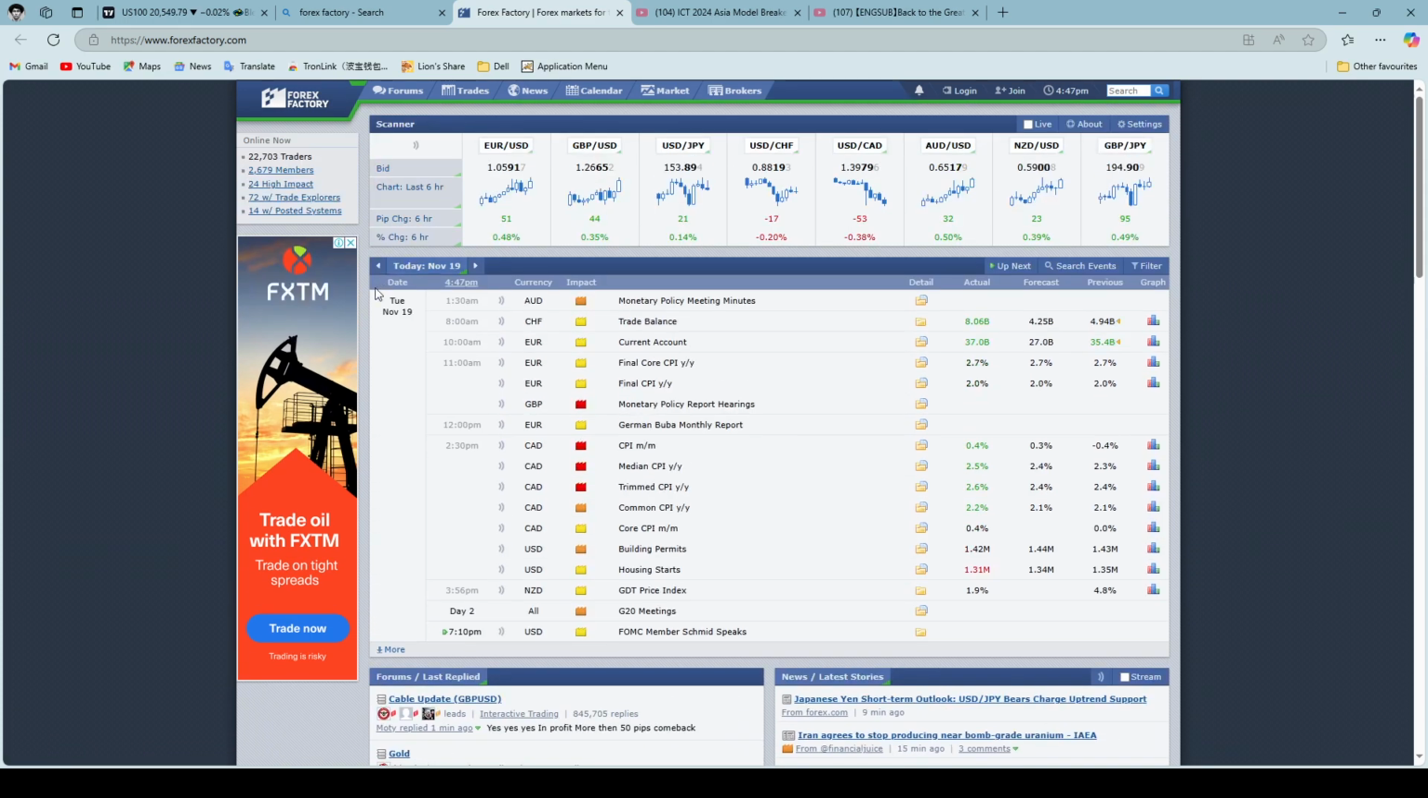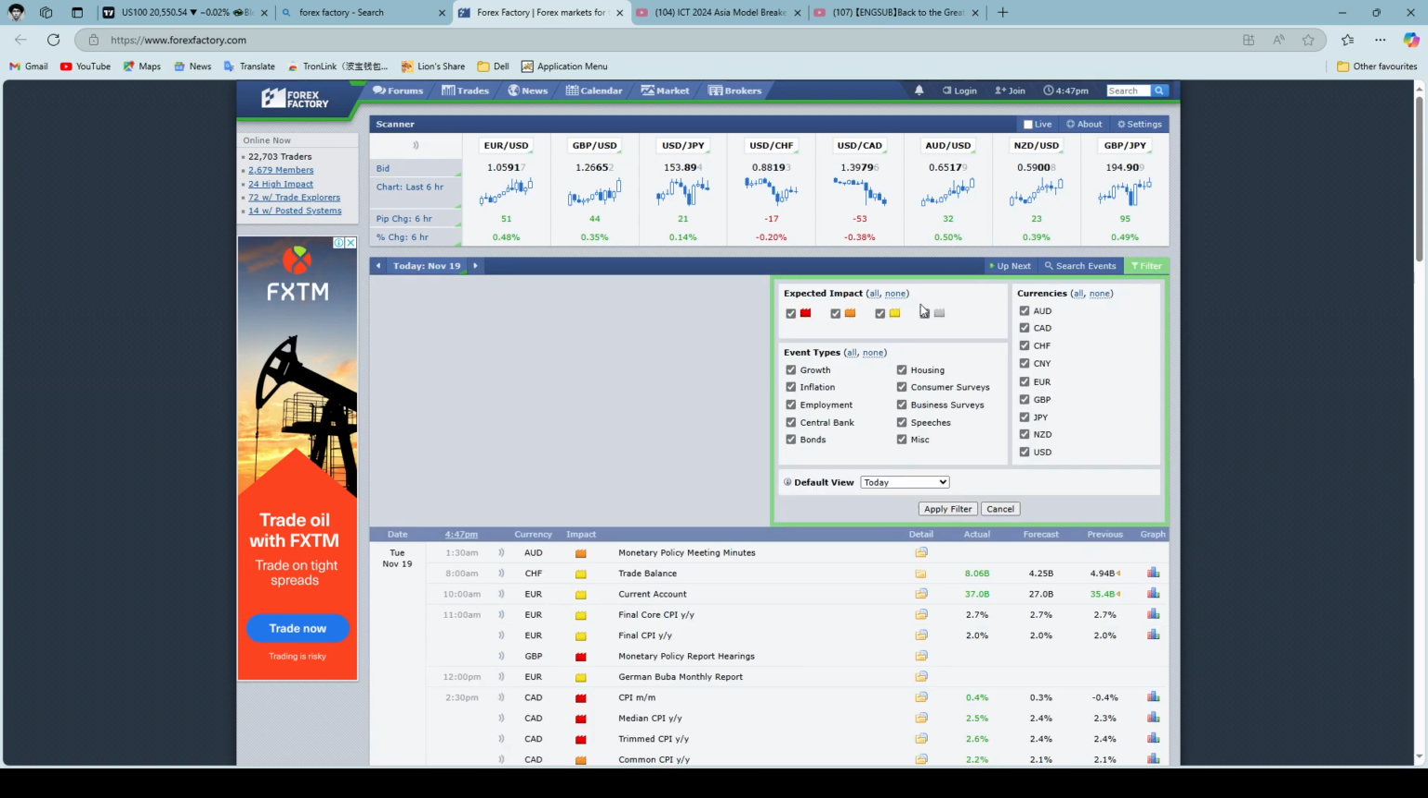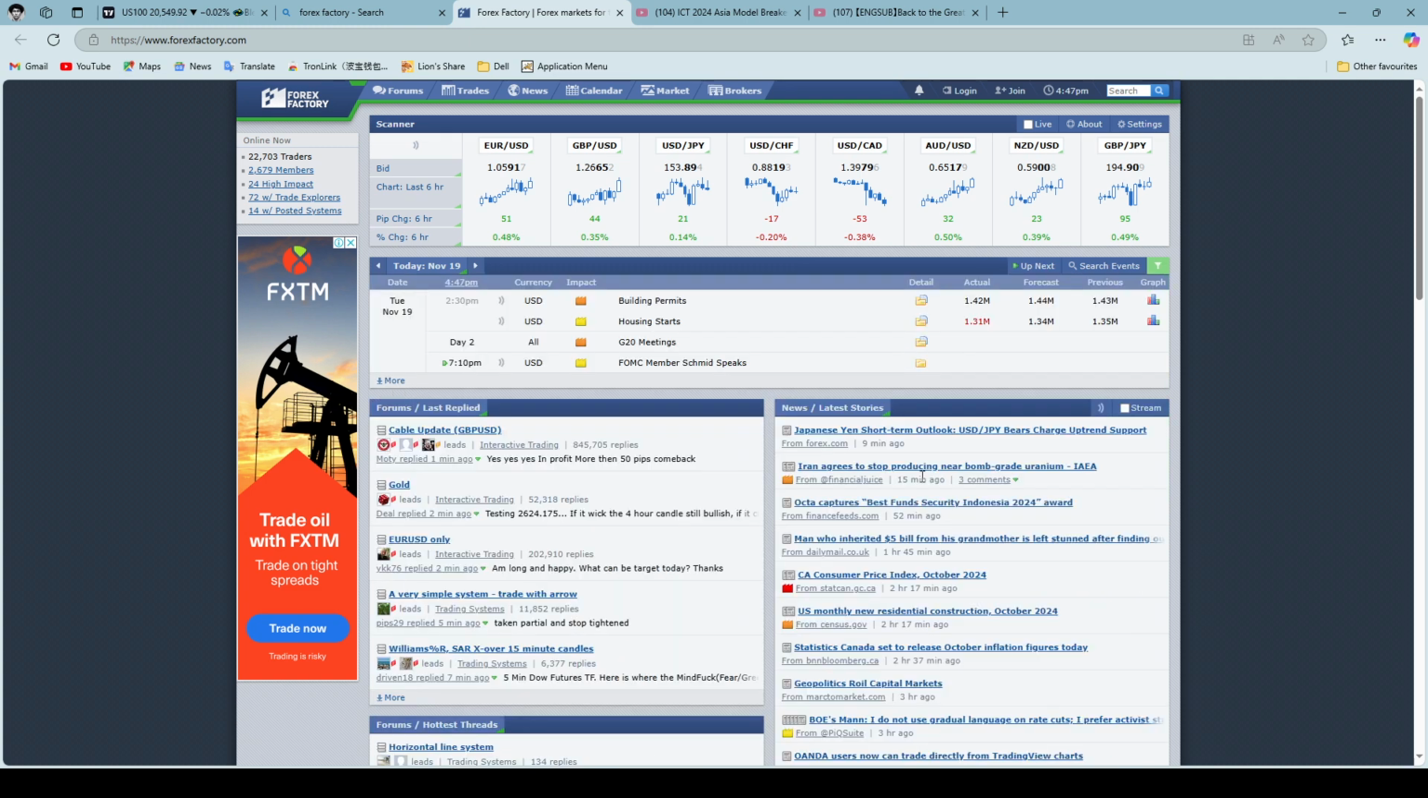So, what's today's date? Today is Tuesday. For the US news, there is no red folder news. Let's filter all this out. None. Then only the USD. Apply filter. So for the USD news, this was all there is. There was medium impact news, this medium impact news and also this medium impact news.